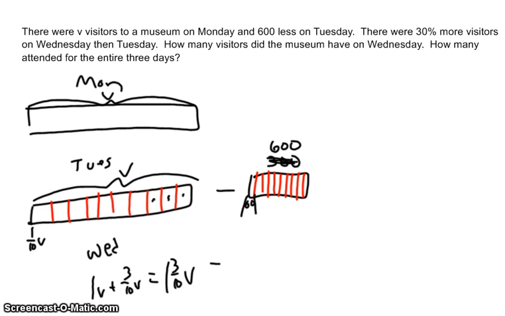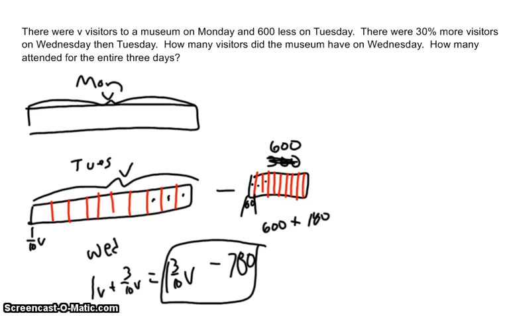Okay, so let's see this. I'm going to be getting 3 of these blocks. So I have my 600 plus 3 of those blocks, and 3 times 60 is 180. Or minus 780. So my first part was how many did I have on Wednesday? Well, on Wednesday I had 1 3/10 V minus 780.